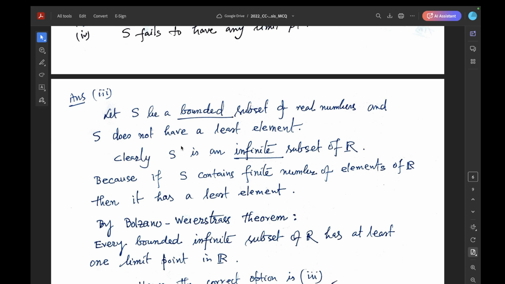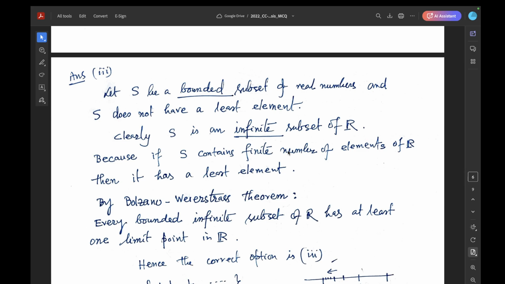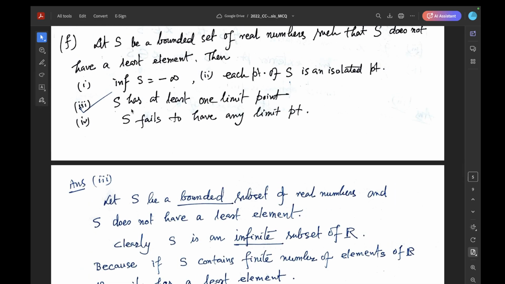So clearly this set is an infinite subset of R. If S contained a finite number of elements of R, then it would have a least element. By the Bolzano-Weierstrass theorem, every bounded infinite subset of R has at least one limit point in R. So the correct option is 3: it has at least one limit point.